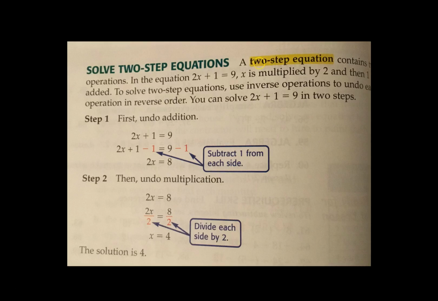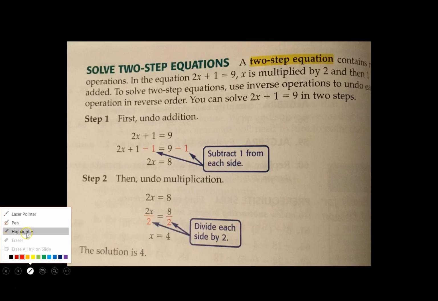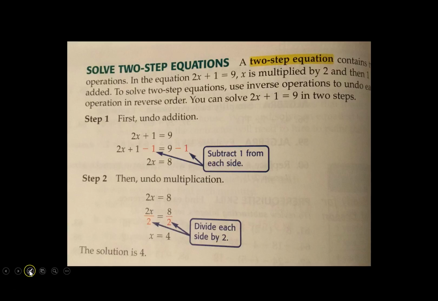Okay, so here is a two-step equation. So let's make sure 2x plus 1 equals 9. So we're going to start with that. It takes two steps. So we can look at it here as like there's an addition, so I'm going to have to use subtraction. There's a multiplication here, so I'm going to have to use divide.